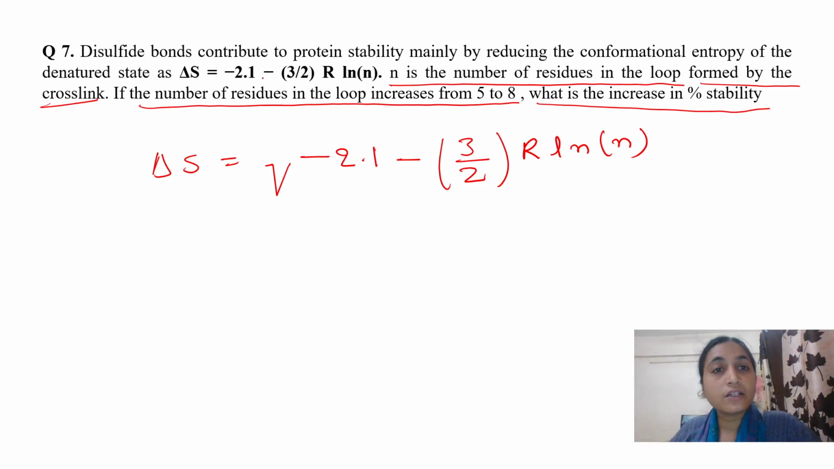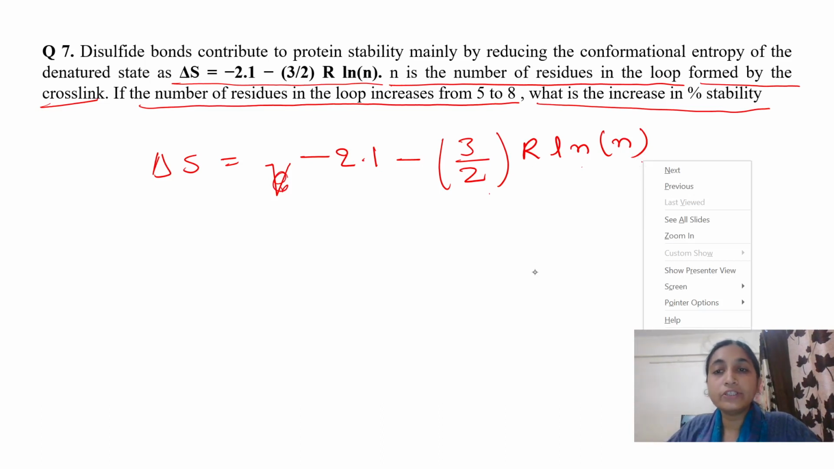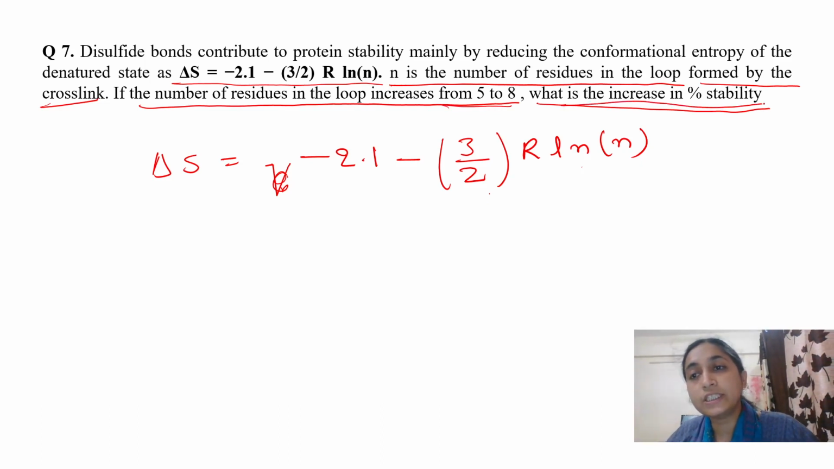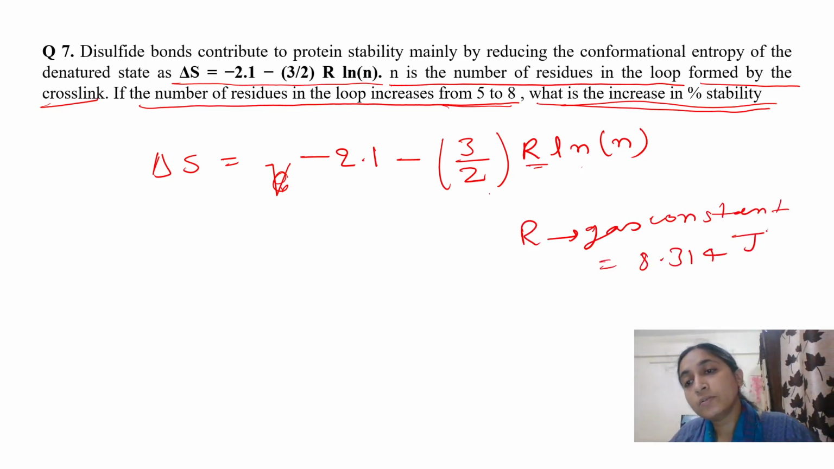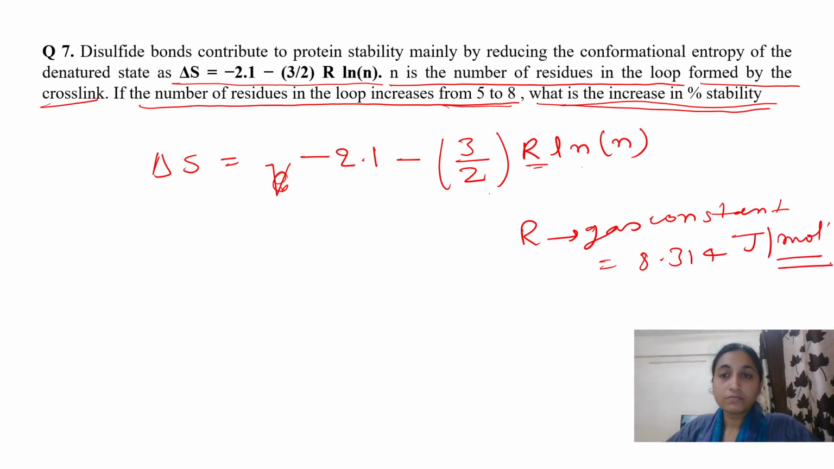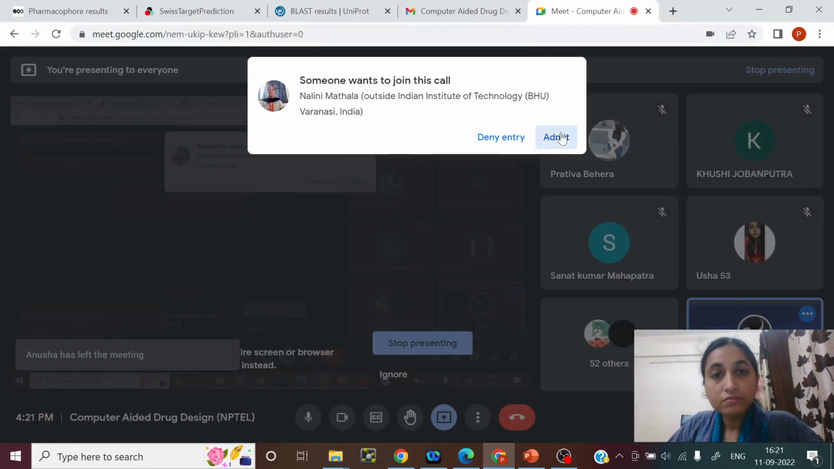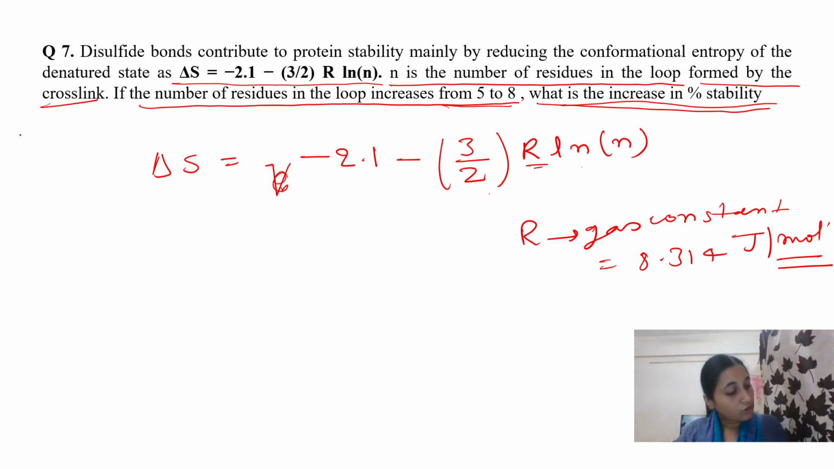So in this question, this formula is given: del S equal to minus 2.1 minus 3 upon 2 R ln n, right? And n is the number of residues in the loop. The number of residues in the loop has increased from 5 to 8, and they have asked us to calculate the increase in percentage stability. R is nothing but the gas constant, and its value is 8.314 joule per mole. So first we will calculate with 5. So we will put the value of n.